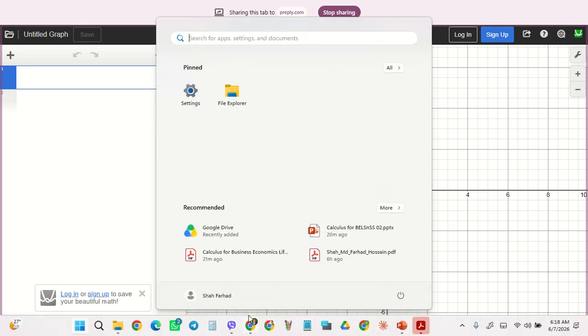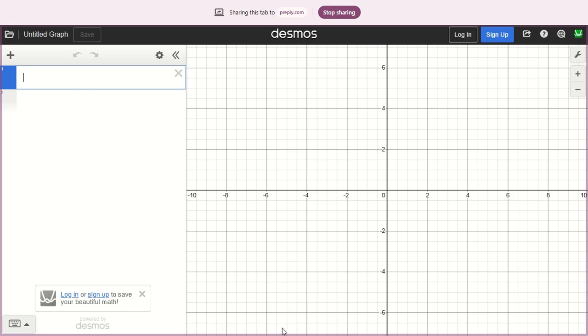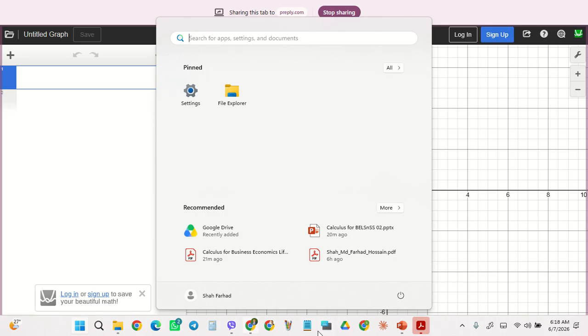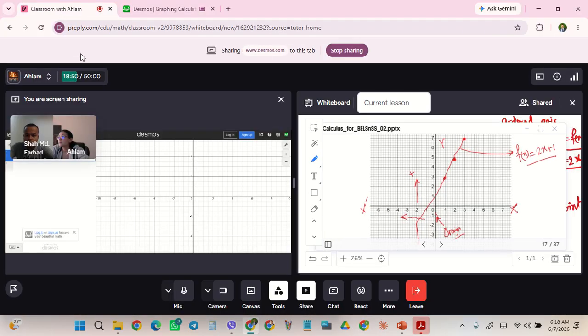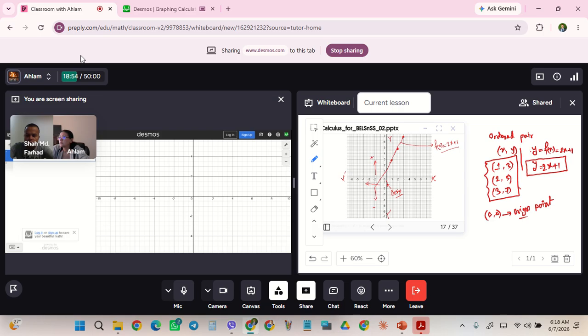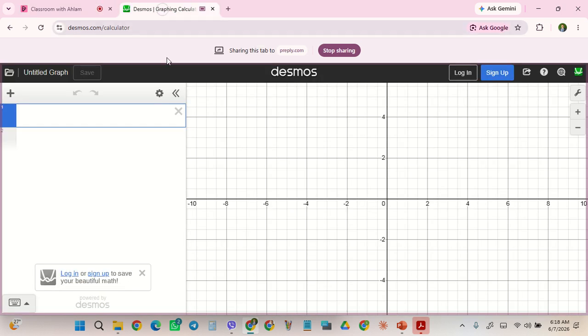Do you see the graph here? Can you see the screen now? Okay, here I just put the value of the function, that is y equals 2x plus 1. That is the graph.